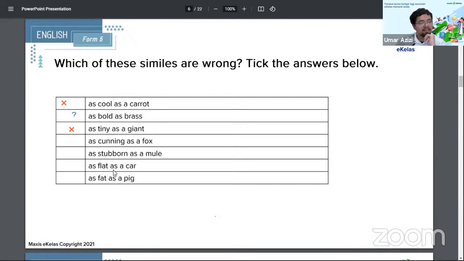Okay, as flat as a car. Hi, Iza Athira, and hello, Umay-chan. Thank you for joining for today's class. As flat as a car, right or wrong? Number 6.